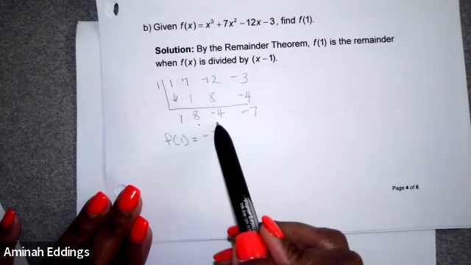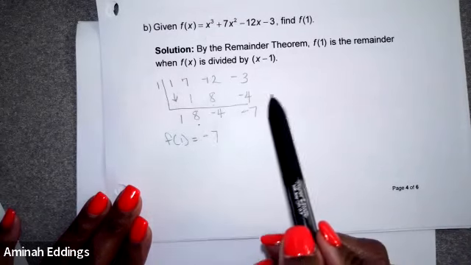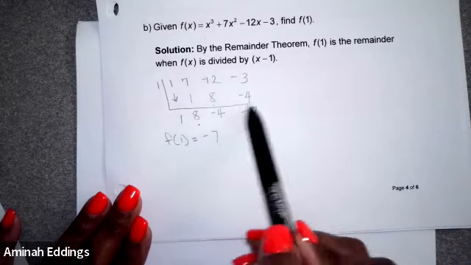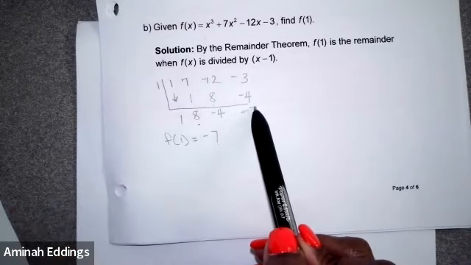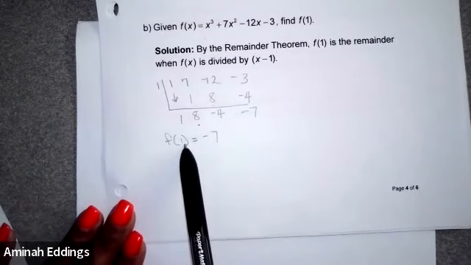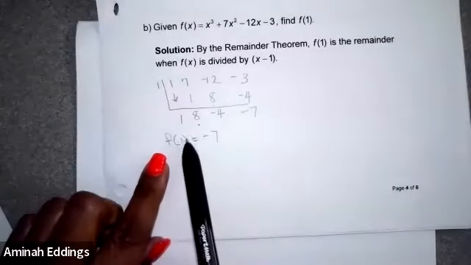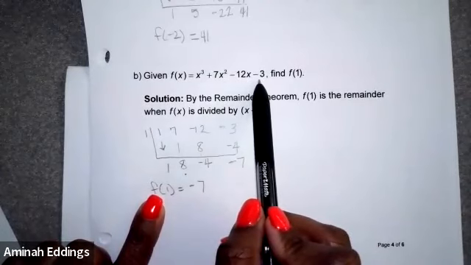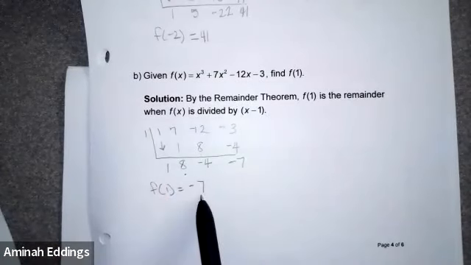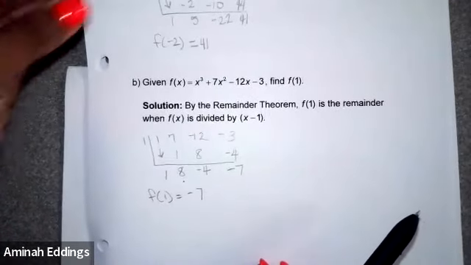-12 and 8 is -4. And then 1 times -4 is -4. We combine, and so we get -7. So that means f of 1 is -7. Again, if we were to take 1 and substitute it into our function, we would get -7. Questions? All right.